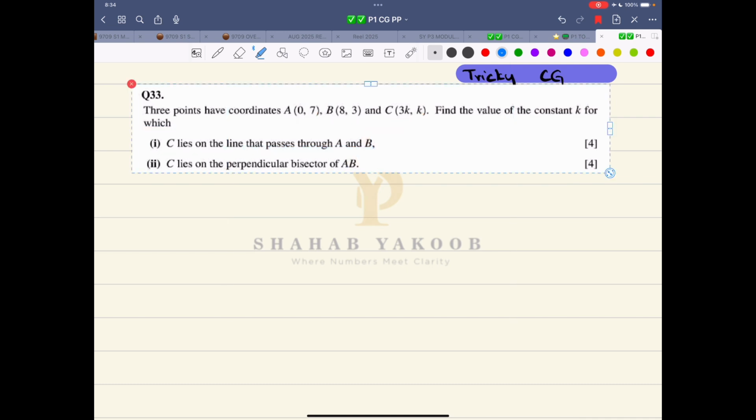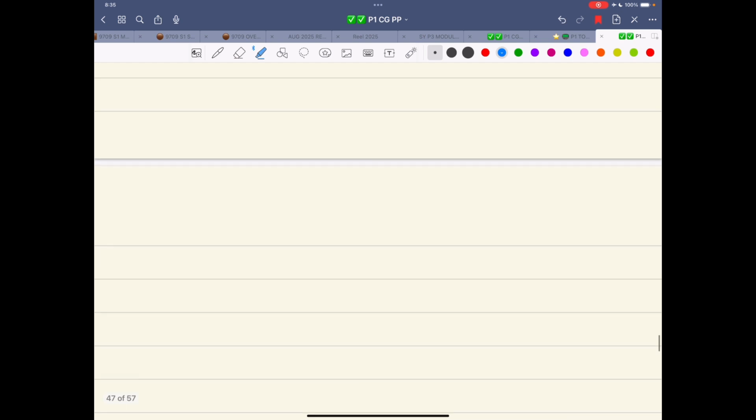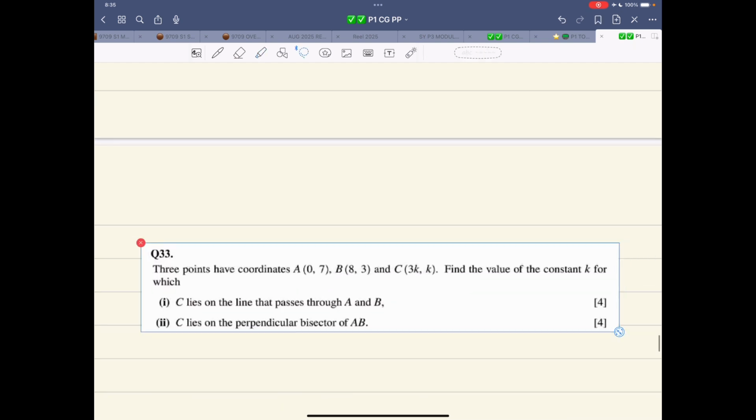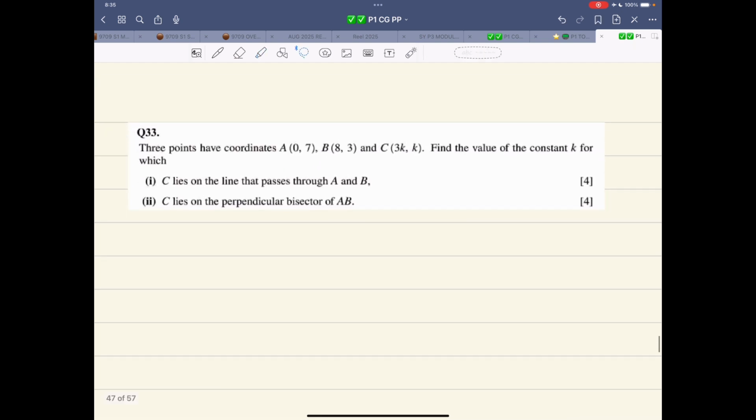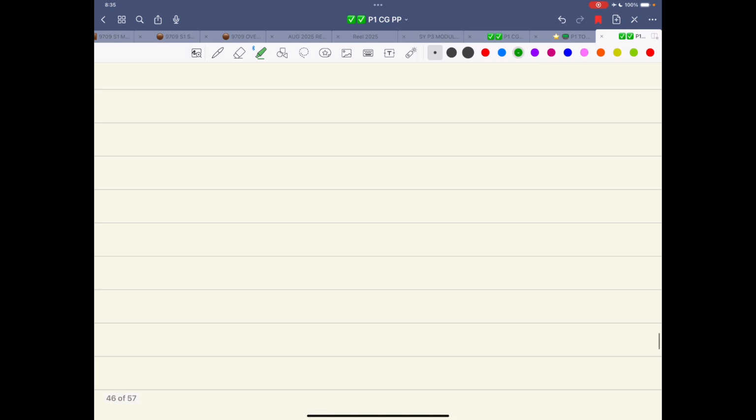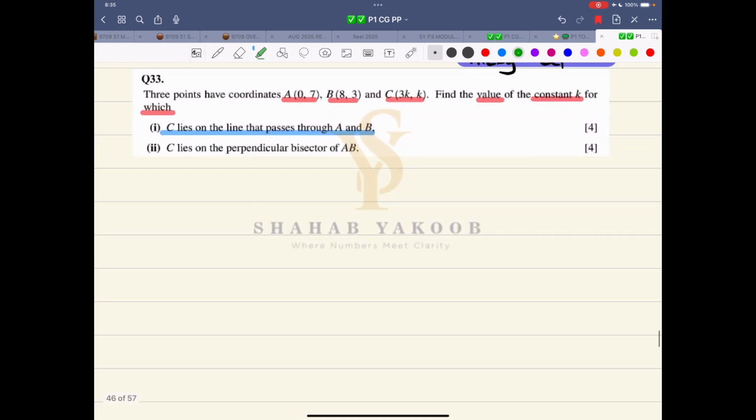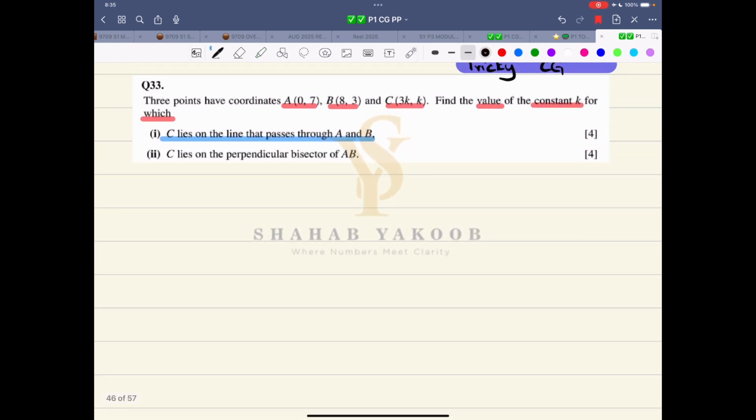So now first of all, let me copy this question and let me paste it on the next page because there are two parts to it. And then the second part, that is about C lies on the perpendicular bisector of AB. Now over here, when I'm looking at the first part, I have point A which is 0, 7. I have point B which is 8, 3, and I have point C which is 3k, k.